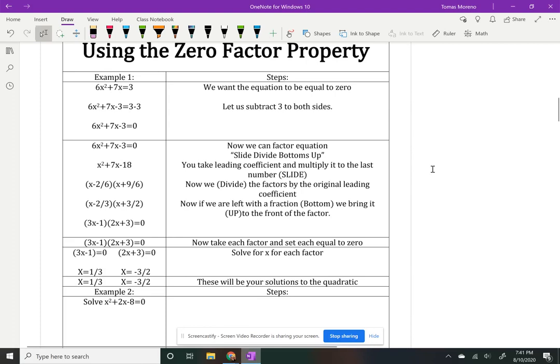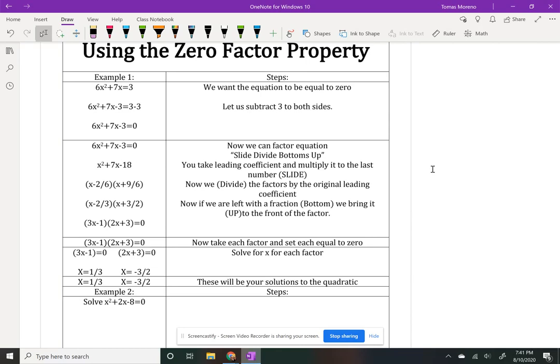Okay. So one thing that we use a lot when we're solving quadratic equations is the zero factor property, right? And I know you're seeing it on your guide and you're like, whoa, this is a lot of steps. It's just that I'm very, very deliberate with what I'm trying to get out there.